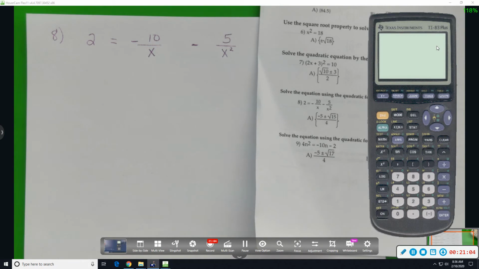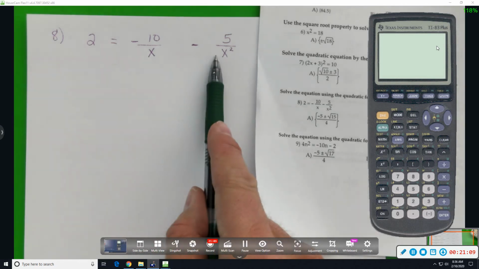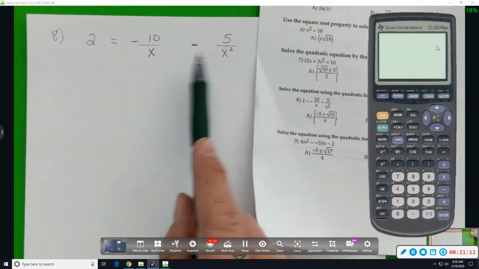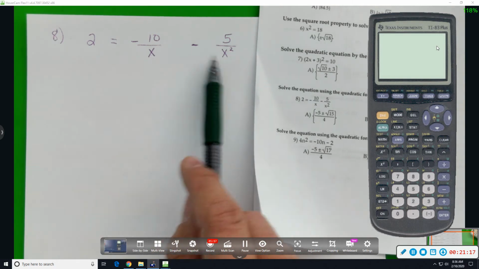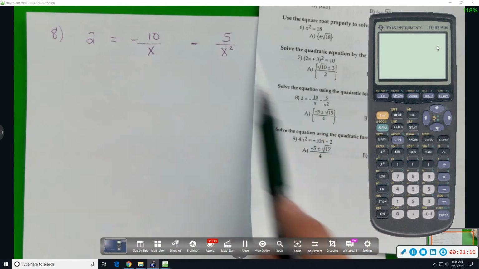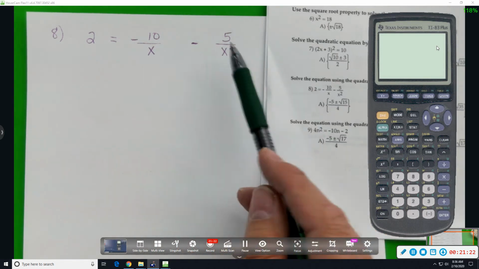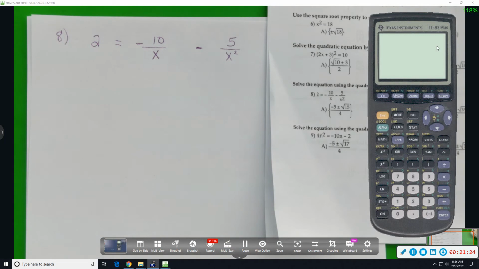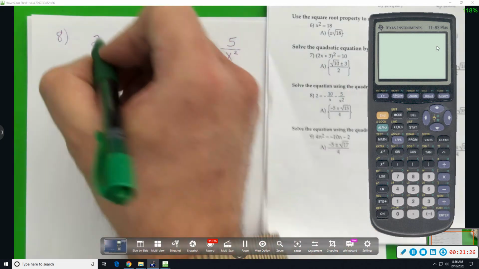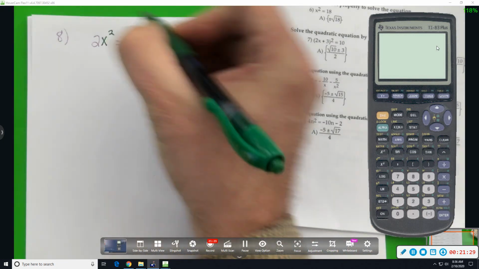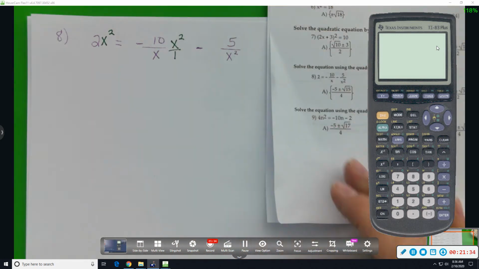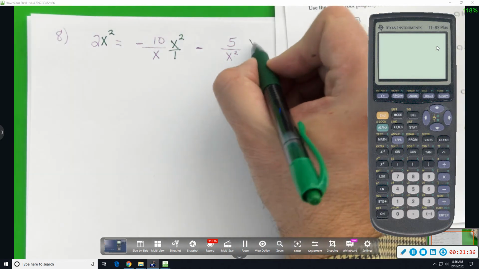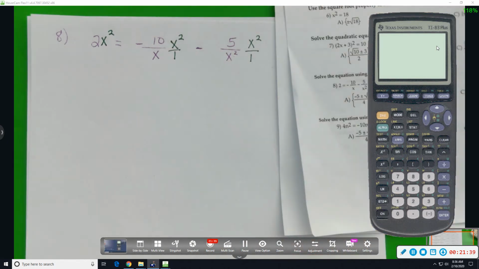Let's see. This is an equation that has fractions in it, so we need to cancel out these denominators. If you have an x and an x squared, do y'all remember what I can multiply through by that'll cancel out both of these? Just x squared. Take the one with the bigger exponent. So I'm multiplying straight through by x squared. And right here I'm going to write it as x squared over 1 so you can see the canceling. And the same thing there.